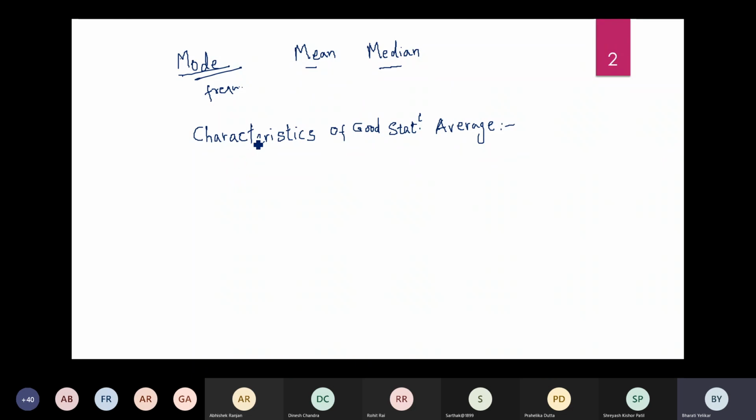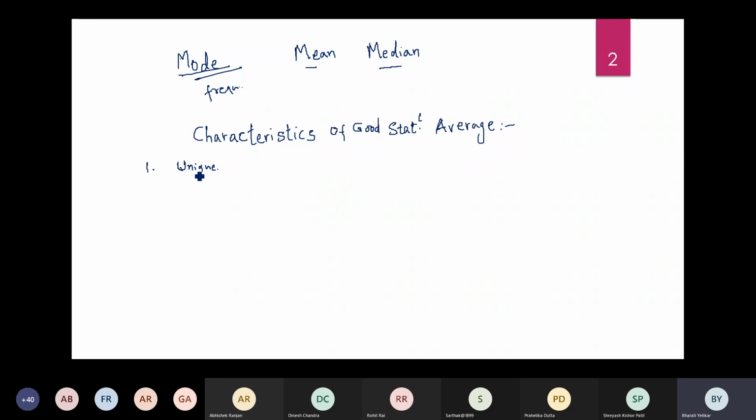Suppose you are calculating the mean, the average. So what should be the characteristic? Note that down. Number one, it should be well defined, so that a unique answer can be obtained. So you should have a unique answer.